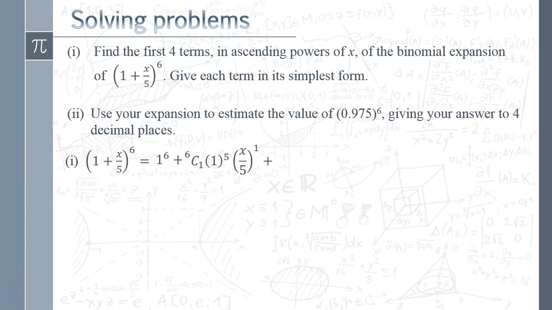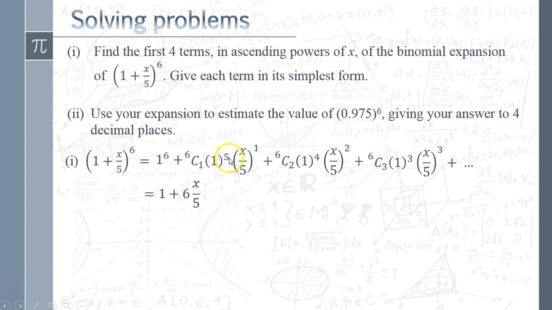So I've got 1 to the power 6. There's my second term, third term, fourth term. Just notice that the question asks for 4 terms, but that takes us up to the x to the power 3 term, not the x to the power 4 term, because the first term is obviously this term at the front here that doesn't have a power of x. Tidy those up. There's 1 plus 6 times x over 5. This term here, 6C2 is 15, x squared over 5 squared, which is x squared over 25, and the third term, 20x cubed over 125.